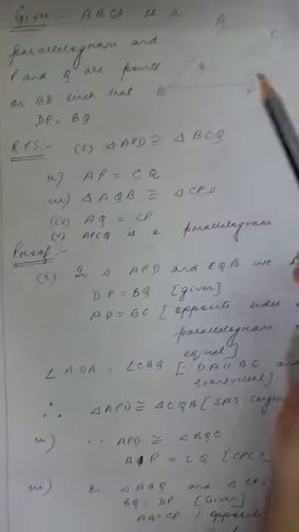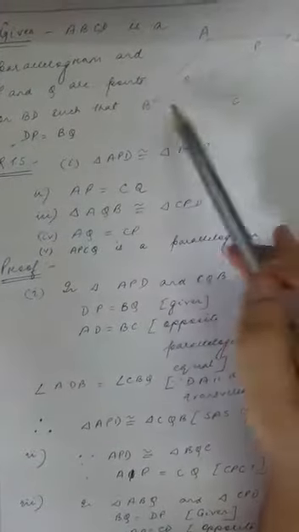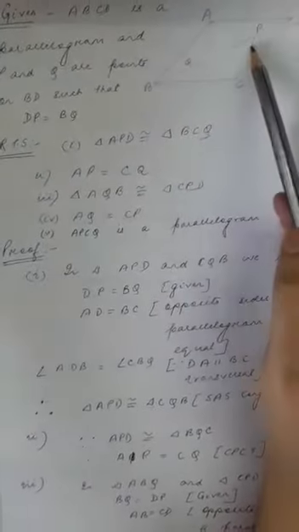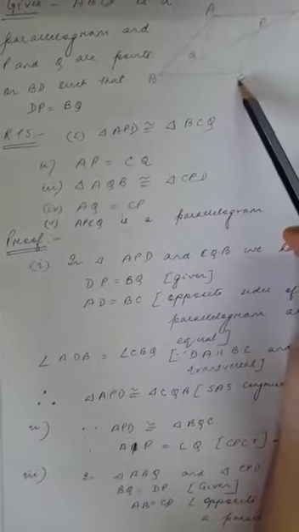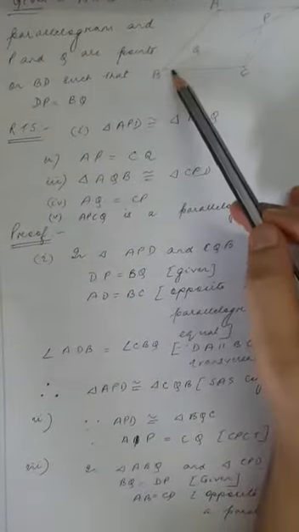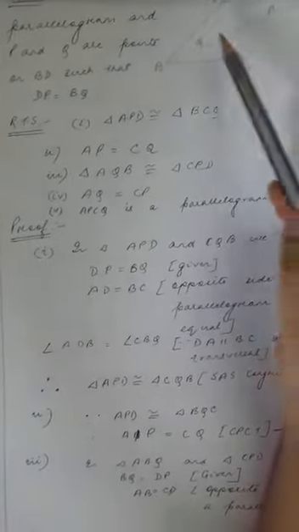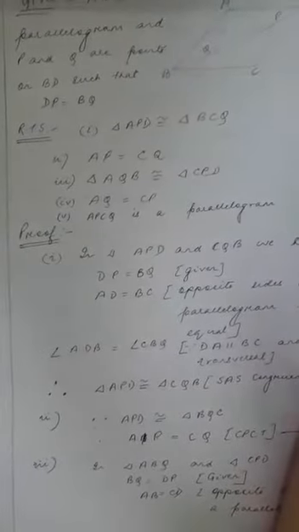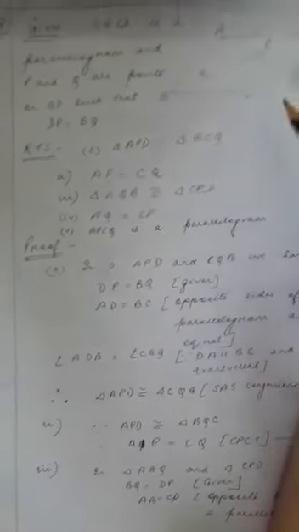And here we need to show that triangle APD is congruent to triangle BQC. Again, AP is equal to CQ. The third one is triangle AQB is congruent to triangle CPD and AQ is equal to CP. And the last one is APCQ is a parallelogram.